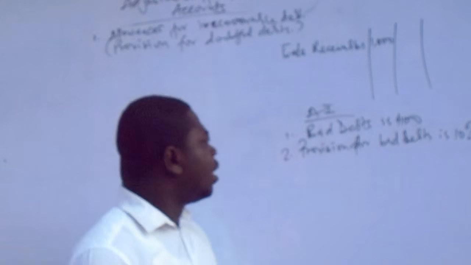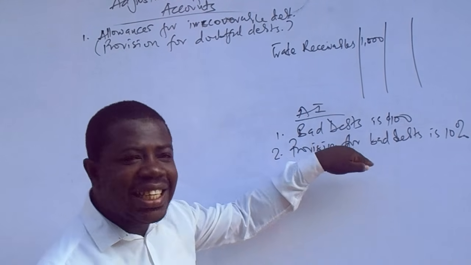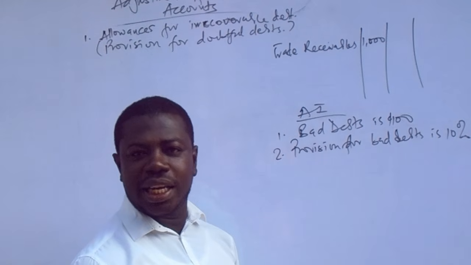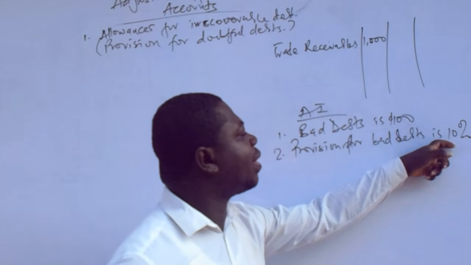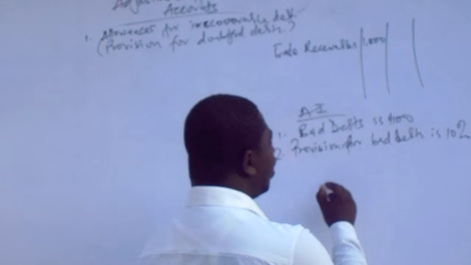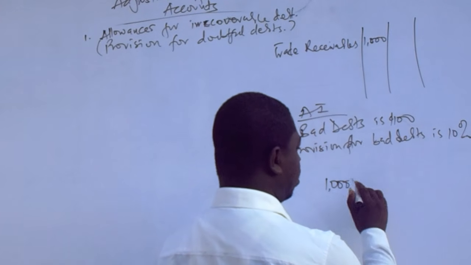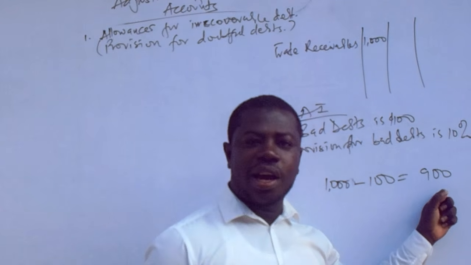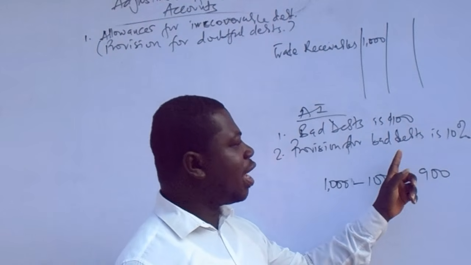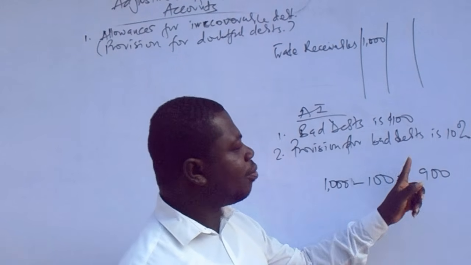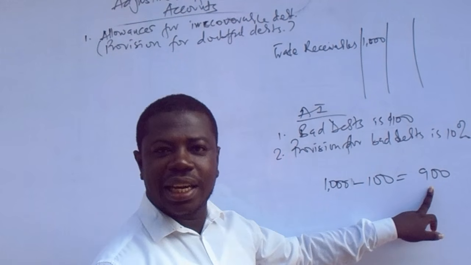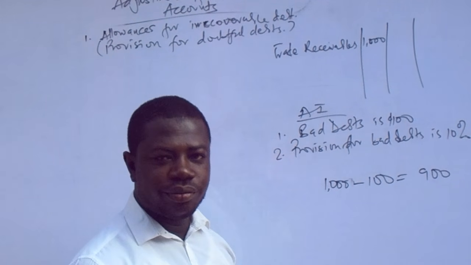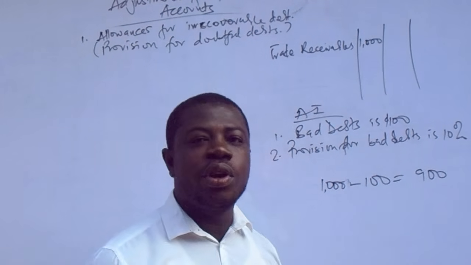Now take note that if this bad debt of 100 cedis is in the additional information, then it means that it has not yet been adjusted on that. So before we calculate this 10% on this figure, we have to first of all take out the 100 cedis of bad debt to get the 900 before we apply 10% on the 900, simply because this 100 has not gone through the double entry system. And so it will be 10% of 900, which will give us 90.